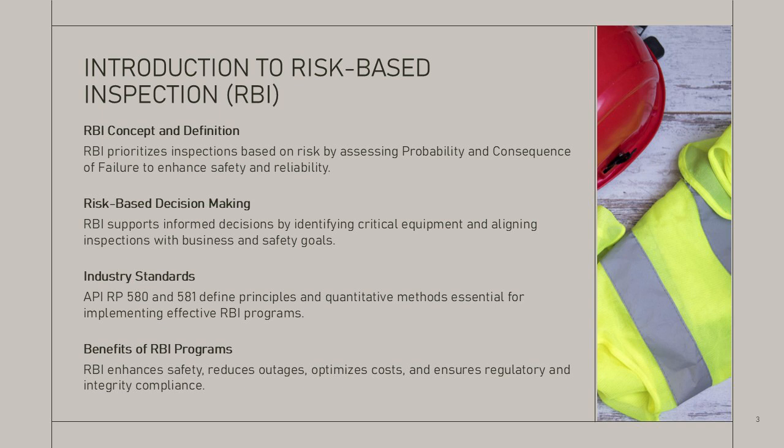Risk, within the RBI context, is typically expressed as the combination of the probability of failure, POF, and the consequence of failure, COF. By evaluating both aspects, RBI allows organizations to focus inspection and maintenance resources where they provide the greatest reduction in risk. The RBI framework supports informed decision-making by identifying critical equipment, understanding degradation mechanisms, and aligning inspection strategies with business and safety objectives.